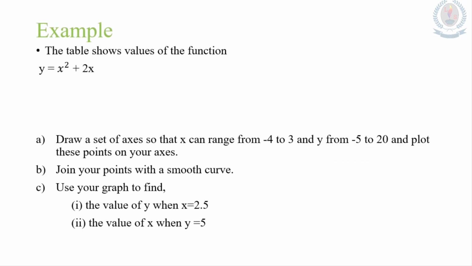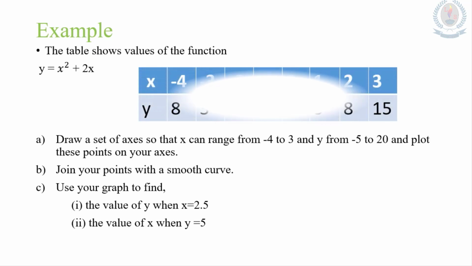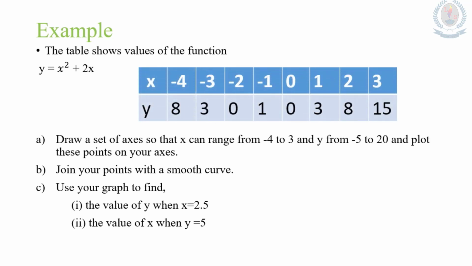Now check this example. The table shows values of the function y equals x square plus 2x. First, they have given x values. What are those x values? Minus 4, minus 3, minus 2, minus 1, 0, 1, 2, 3. Then you have to substitute those values into the equation and find the y values. Then you can find 8, 3, 0, minus 1, 0, 3, 8, 15 as y values.